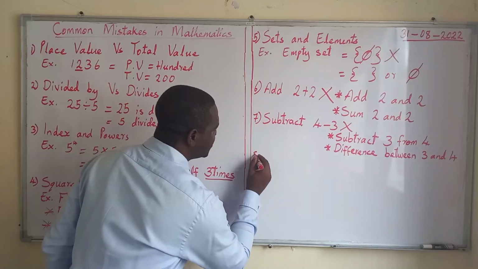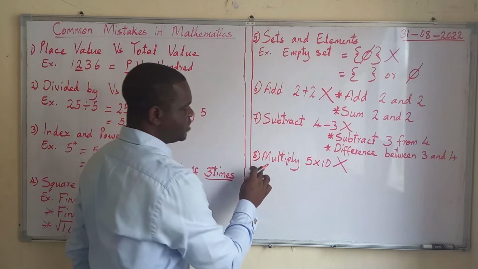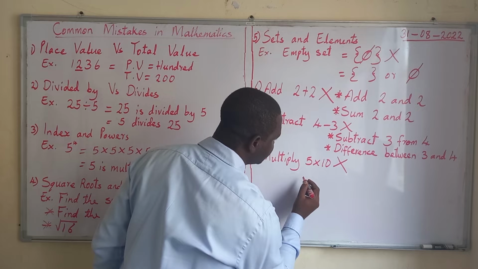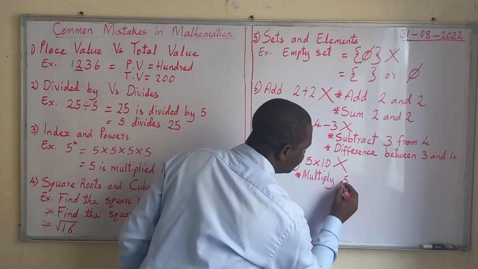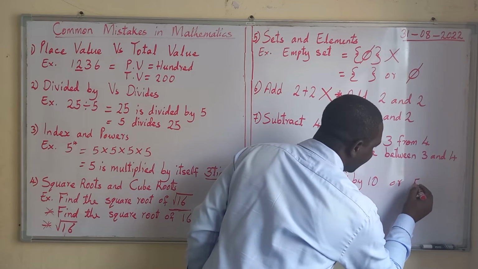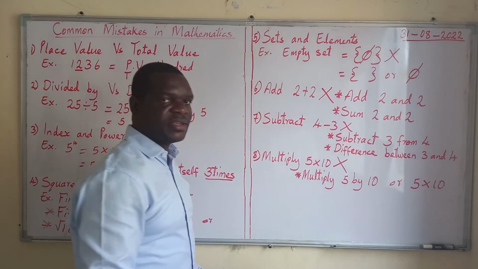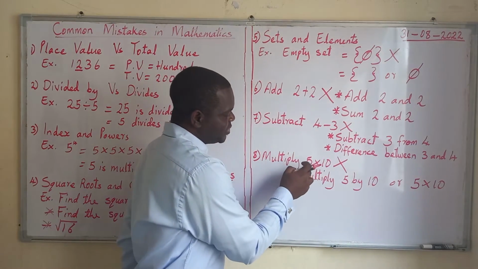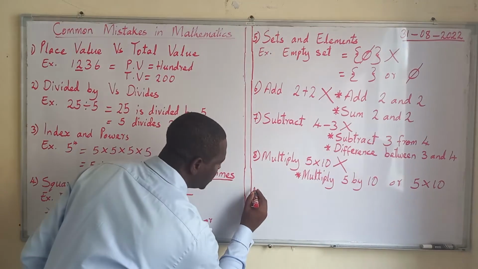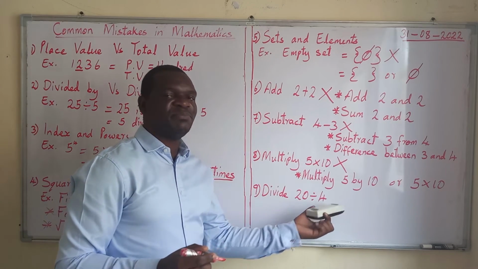Let's go to the next. Multiply 5. This equally is not the best way. Instead of writing multiply 5 times 10, you can just write multiply 5 by 10. Multiply 5 by 10. Or you just write 5 times 10. Just one of this is okay, but not writing multiply, then you still write 5 times 10. It's unnecessary repetition. And last but not least is divide 20 divided by 4.